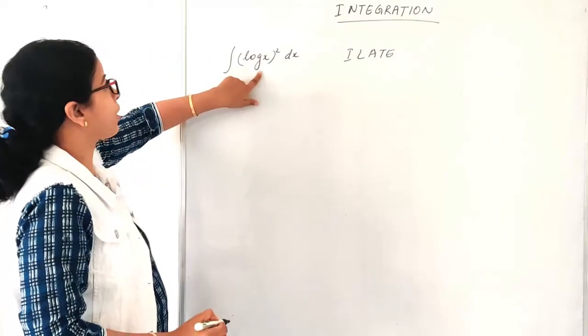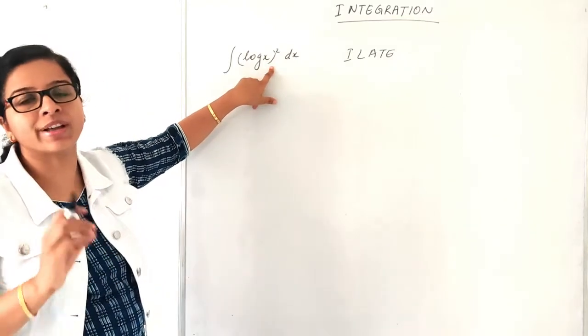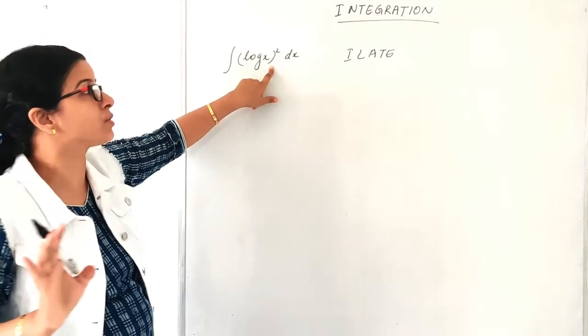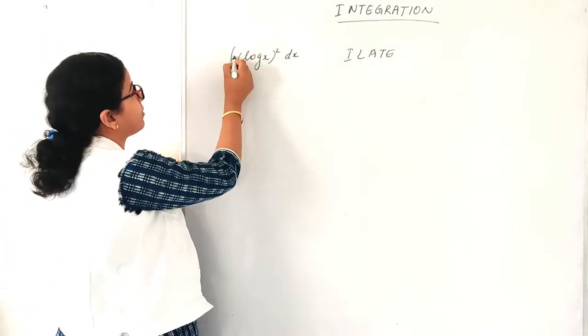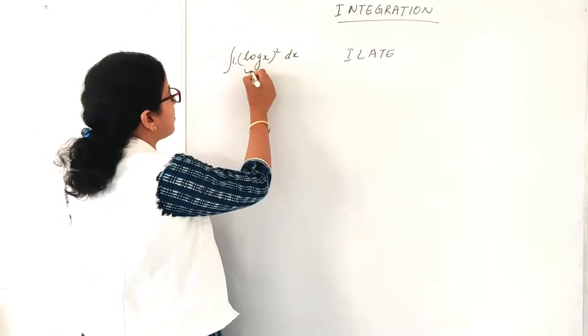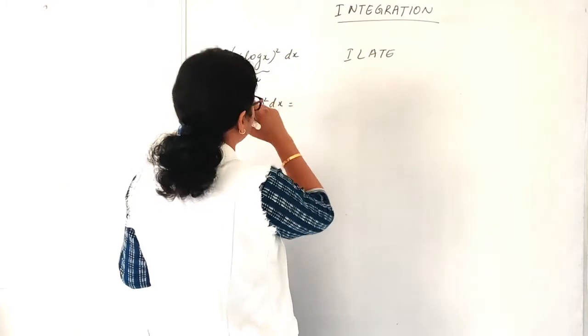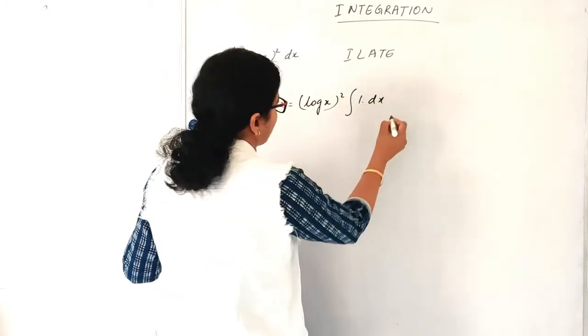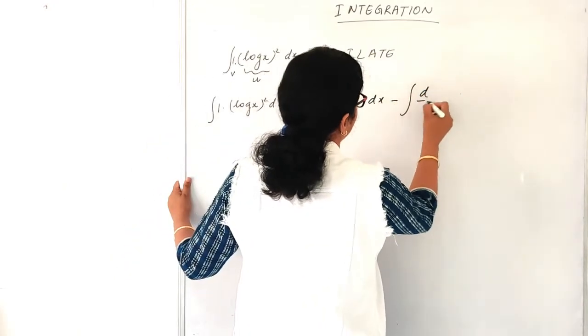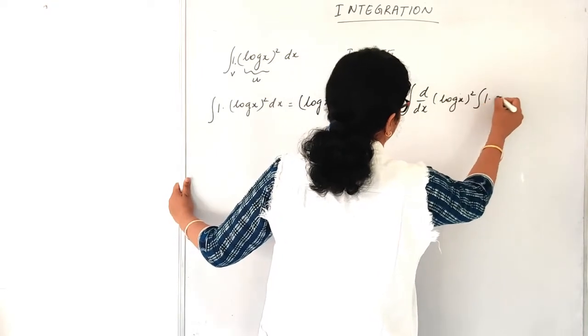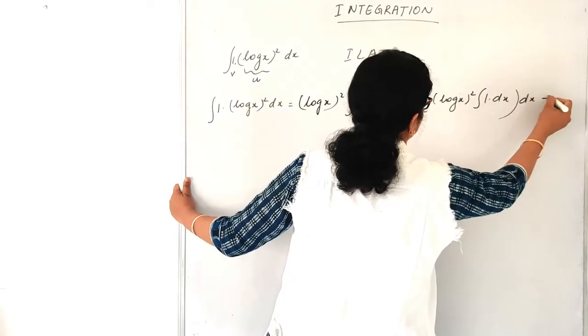I have here (log x) whole square. We don't have a direct integration for log x. So how are we going to write? I will write here 1 into (log x) whole square. This will become u and this will become v. So now we'll use the rule as it is: integration of u v is u times integration of v minus integration of differential of u times integration of v whole dx, plus c, right?